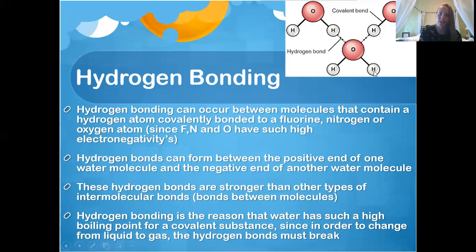Essentially what happens, and you can see it up here, is that the slightly negative oxygen is going to form this hydrogen bond with the slightly positive hydrogen. So you do have to have a slightly negative and a slightly positive on two different molecules forming this hydrogen bond. This is what allows water to have such a high boiling point, especially for a covalent substance, because this hydrogen bond is the strongest type of intermolecular bond, and that would have to be broken in order to boil water, to get those molecules to separate out into different gas molecules.